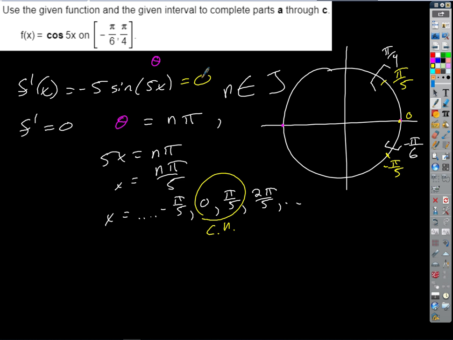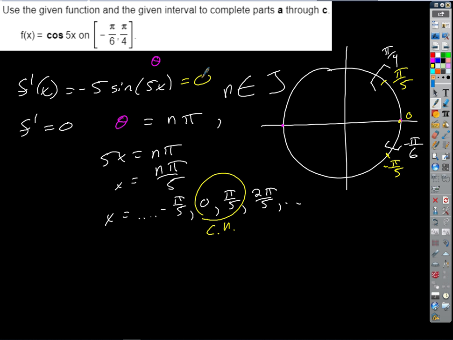Well, when 5x is equal to some multiple of pi, right? Because you're thinking of it in terms of the behavior of the trig function. You would think of it as a theta. When is sine equal to 0? When the angle you're plugging into sine is a multiple of pi. Then what's actually inside the trig function, the argument of the trig function, we set that equal to n pi. Okay?